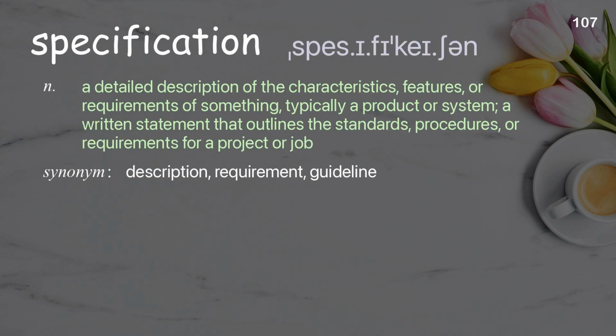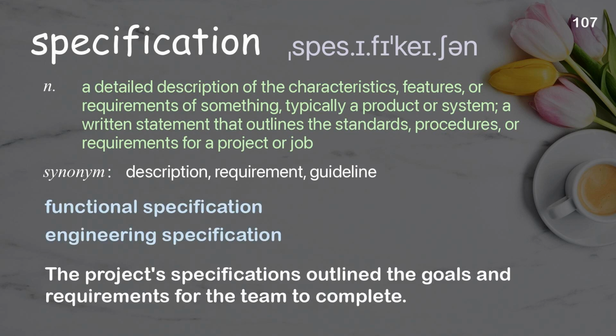Specification. A detailed description of the characteristics, features, or requirements of something, typically a product or system, a written statement that outlines the standards, procedures, or requirements for a project or job. Examples: Functional specification. Engineering specification. The project specifications outline the goals and requirements for the team to complete.